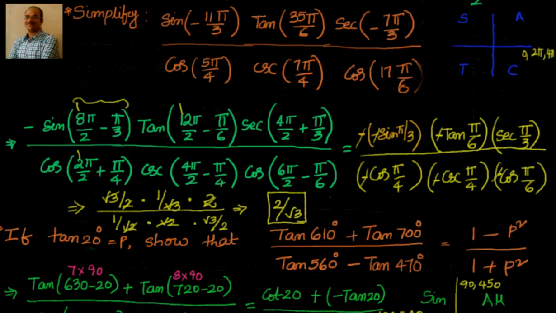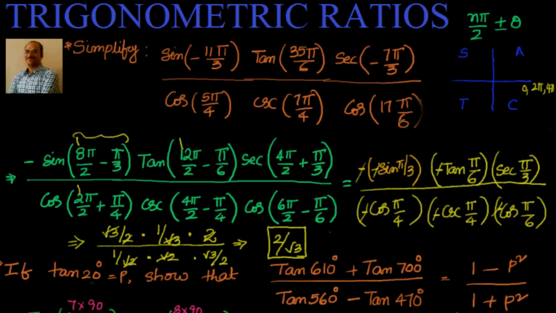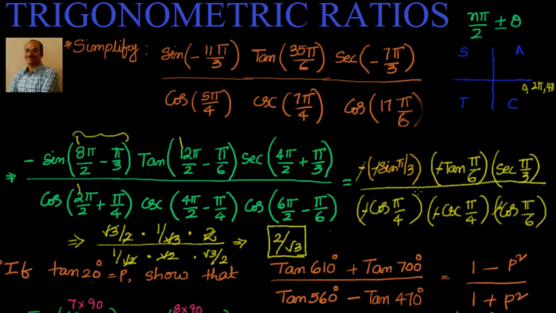In the next video, we will see some more problems in trigonometric ratios on the same topic, negative angles and angles in the form of n pi by 2 plus or minus theta.